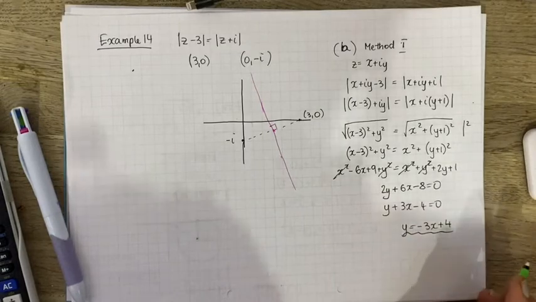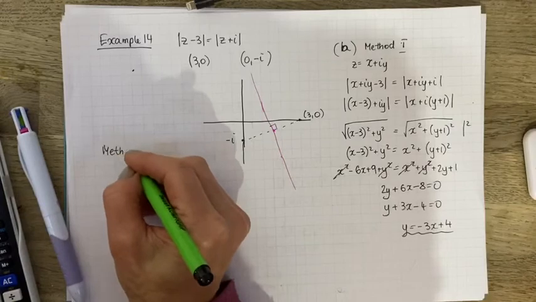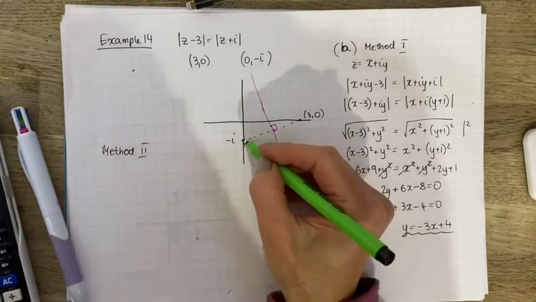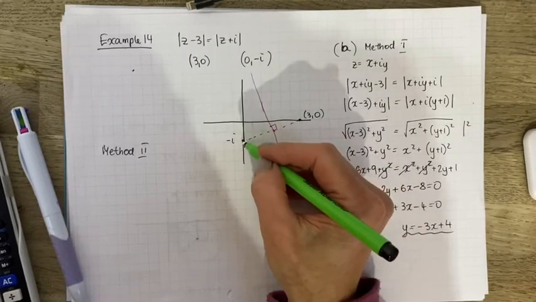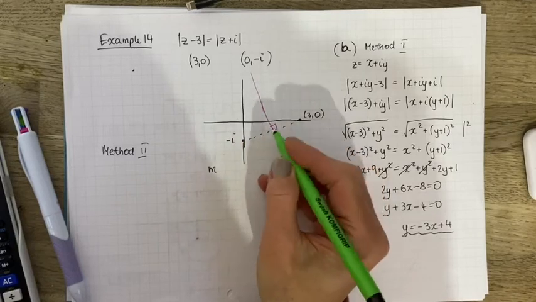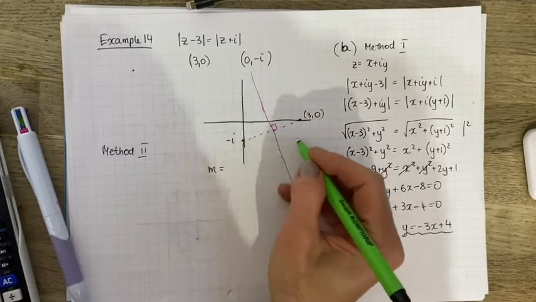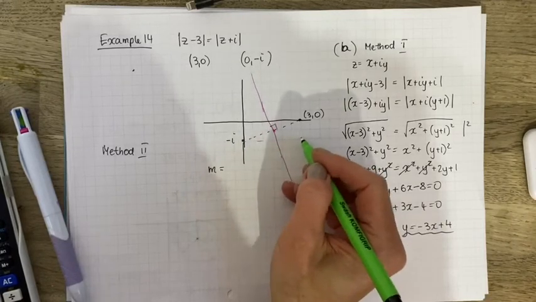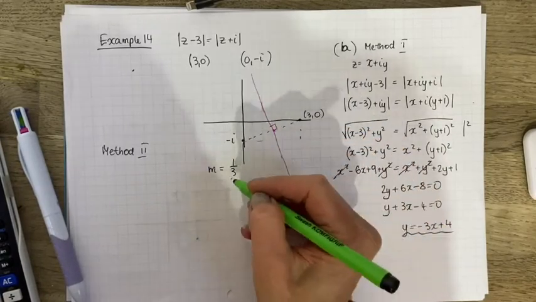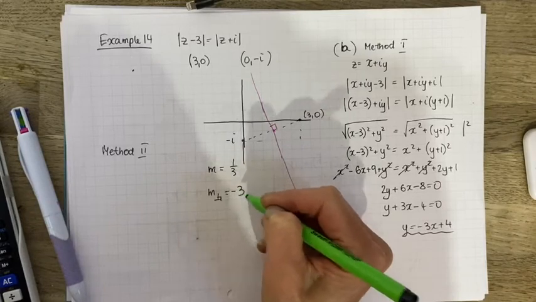Okay. The alternative way, method 2, would be simply by using the standard equation of the line. So working out the gradient of the dotted line, the gradient between the point and 3, 0 is going to be 1/3, because for 1 up you go 3 across. So the perpendicular gradient is going to be minus 3.